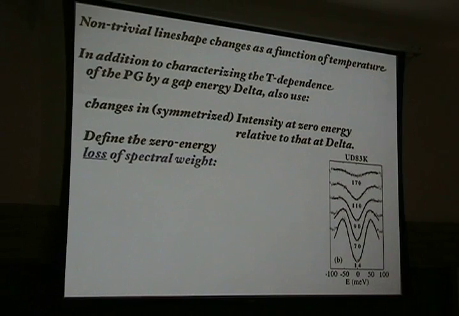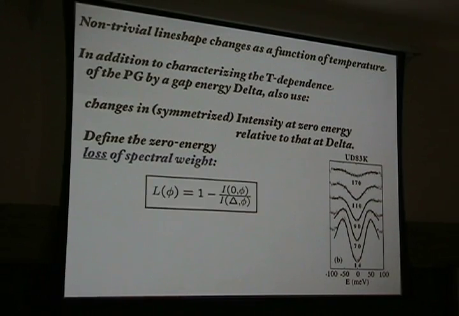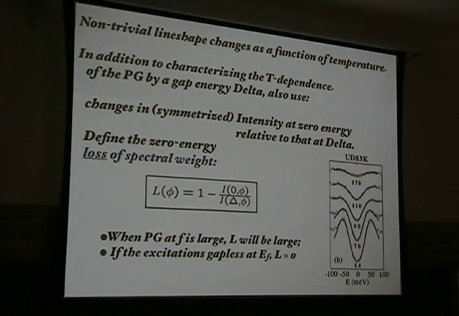Okay, now let's define another quantity, which is the intensity of the gap at zero energy, because the gap is not enough to describe everything. You also need to know how much spectral weight you have lost, okay? You can't just talk about the gap. So we define this quantity L, which is just the distance from here to here. So there's no theory, it's very simple, right? Very simple definition of the loss of spectral weight, the distance between here and here, one minus that, okay? And so when the pseudogap is large, L will be large, okay? And when it's gapless, L will be zero. So that's the meaning of this.